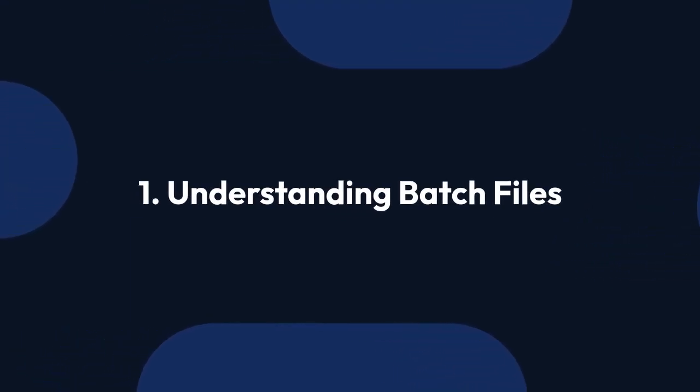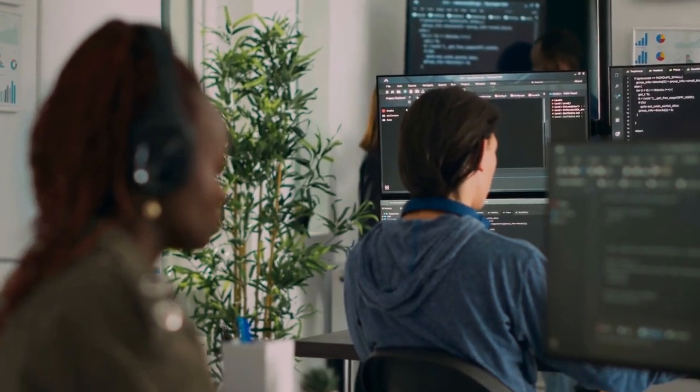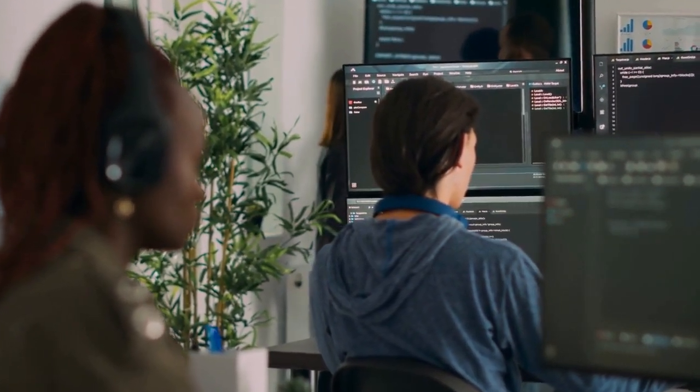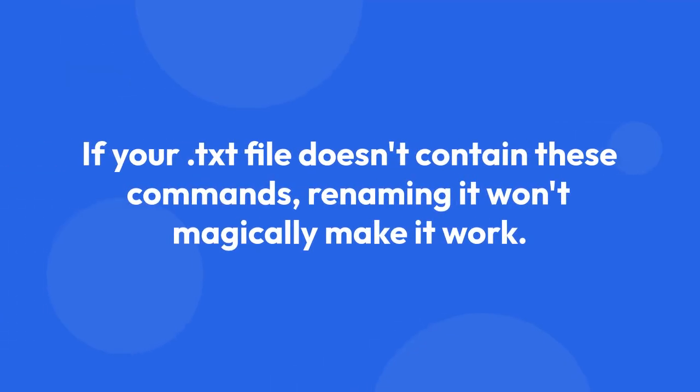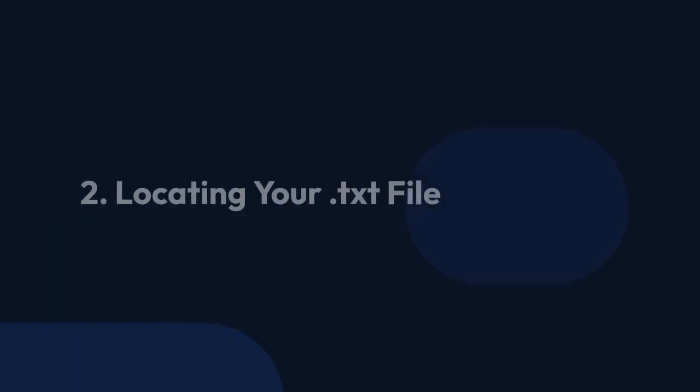Understanding batch files. Batch files, .bat, are simple text files containing commands for the Windows Command Interpreter, cmd.exe. These commands can automate tasks like opening programs, running scripts, and manipulating files. If your TXT file doesn't contain these commands, renaming it won't magically make it work.